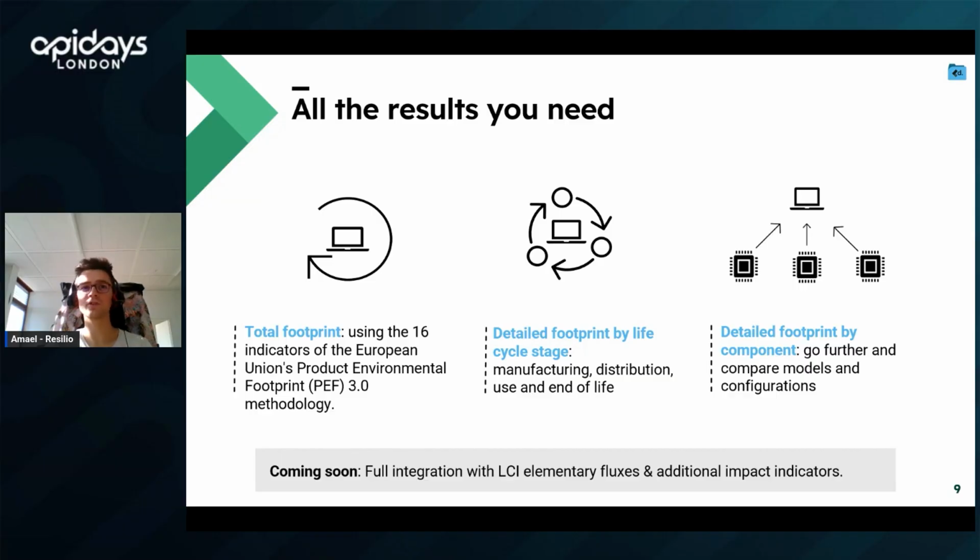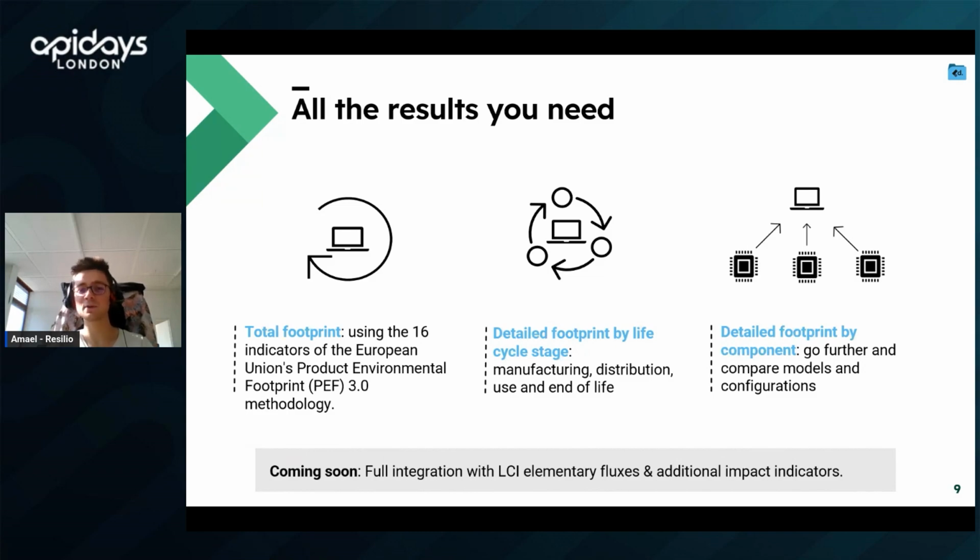You can also have the detailed footprint by life cycle stage. How much for usage, how much embodied. Last, you'll also get the footprint per component. So you will be able to know what is the share of the CPU, what is the share of the screen, what is the share of the casing, etc.